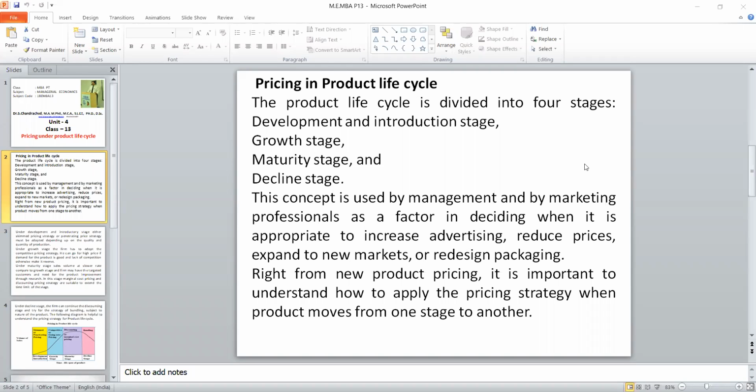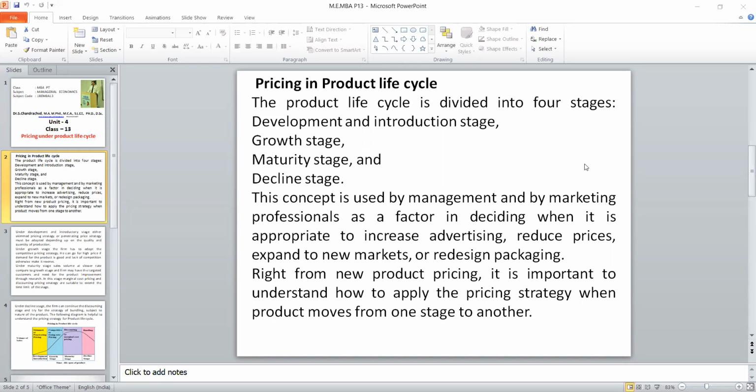Why does it gain its importance? Because it's like a new product pricing. There is a change in stage when we are having a particular product, and how we are going to give a price for each stage. It's considered to be a new product pricing only.